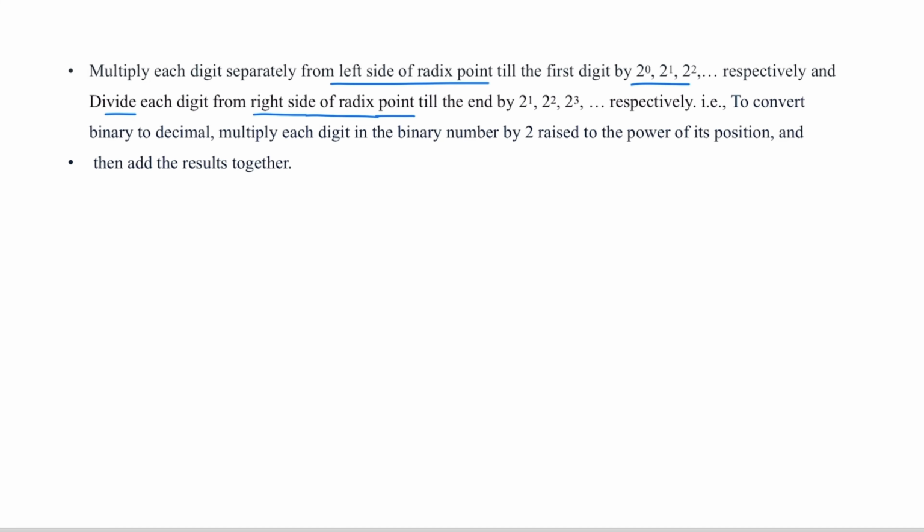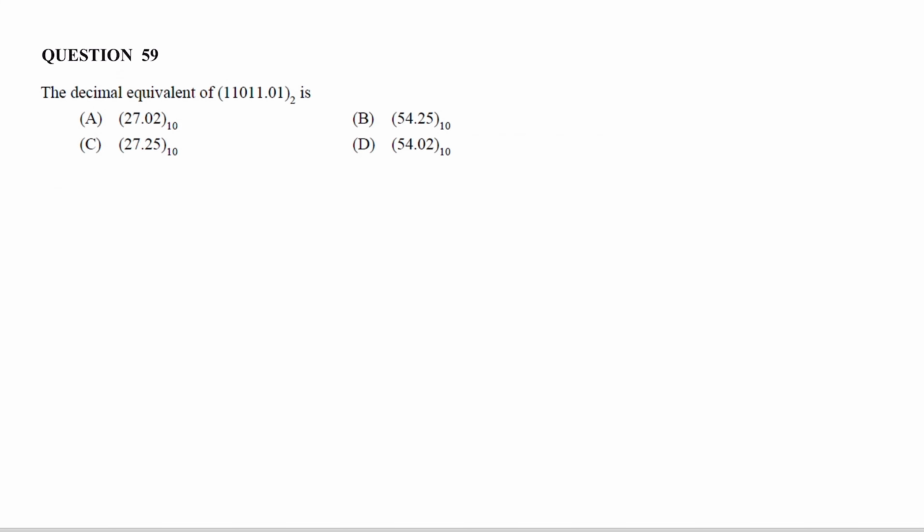To convert binary to decimal, multiply each digit in the binary number by 2 raised to the power of its position, and then add the results together. We will get the binary to decimal conversion. This is the procedure for converting a binary number to a decimal number. So the given binary number is 11011.01 base 2. So this is the radix point.